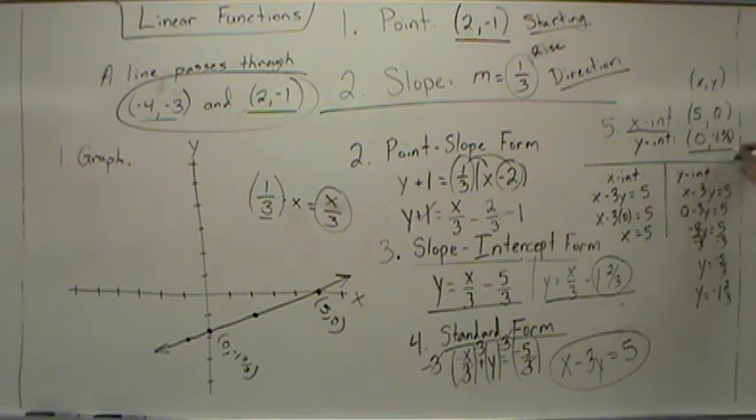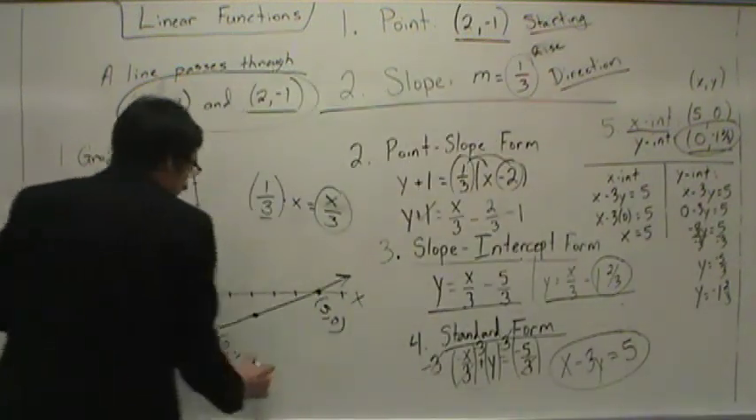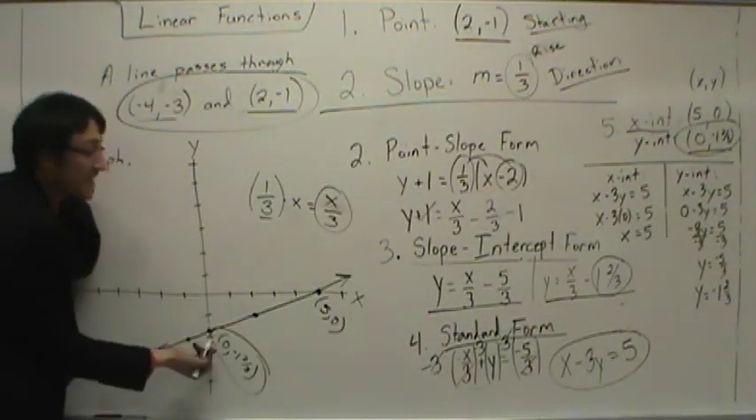When you write the location of this point, I want you to write it as a mixed number, negative 1 and 2 thirds. Let's check the graph again. Well, I think we already did. So 0, negative 1 and 2 thirds, yes, matches up.